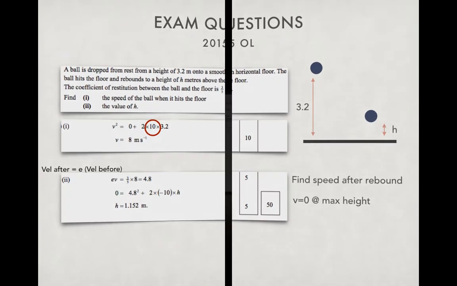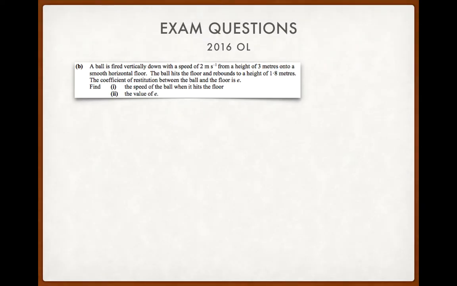Okay, second question. Now pause the video here, try the question yourself, but I will keep going and go through it. From 2016, a ball is fired vertically down with a speed of 2 meters per second. So its u value is not 0, it's 2. The height in this case is 3 meters. Again, it hits a smooth horizontal floor. The ball hits the floor and rebounds to a height of 1.8 meters. That'll be the maximum height, so it's going to stop at that height. Coefficient of restitution is e. Find the speed of the ball when it hits the floor and the value of e.